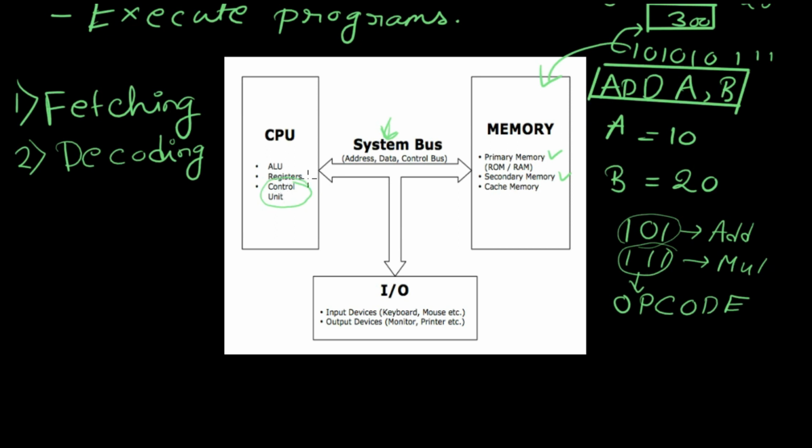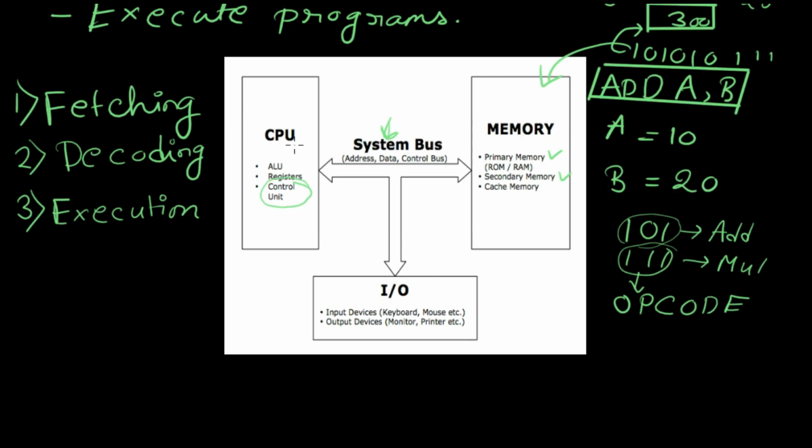Now after it has decoded the instruction, after it has understood, okay, I need to add a comma b, I need to add 10 plus 20, then what to do after that? Of course you have to do the addition, right? So after decoding, we usually do execution. And where this execution is done depends. If it is an arithmetic operation, for example add a comma b, right? Addition of two numbers.